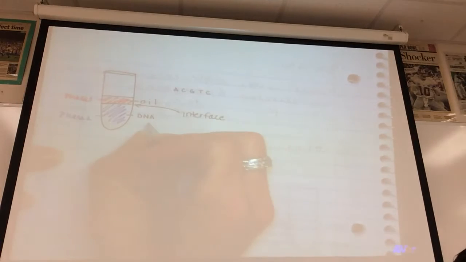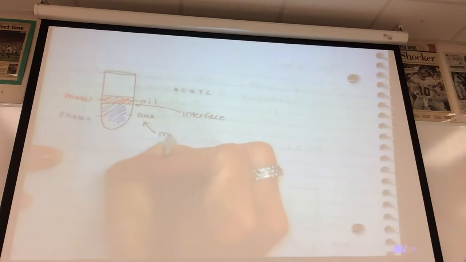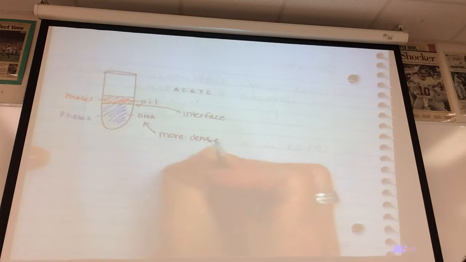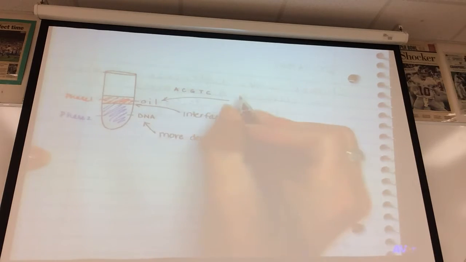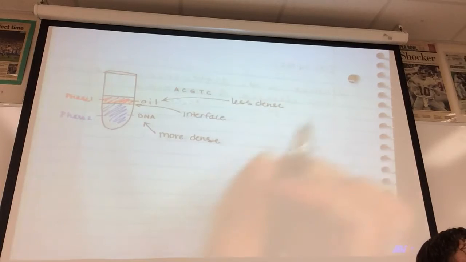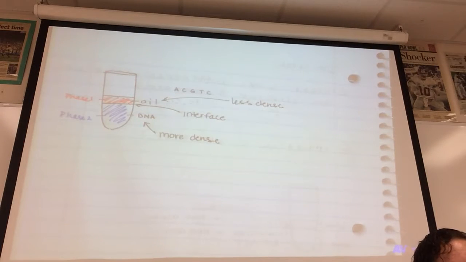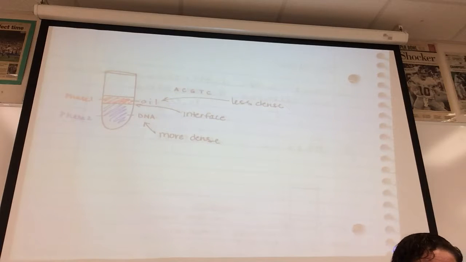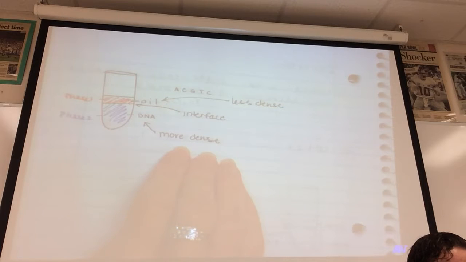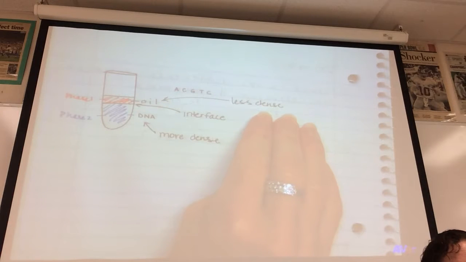The DNA. So this substance would be more dense, that's why it's lower in the tube, and this substance would be less dense. So if you were given different substances with their densities, you would be able to figure out where they were in a test tube based on their densities. The more dense substances go to the bottom, the less dense substances to the top.